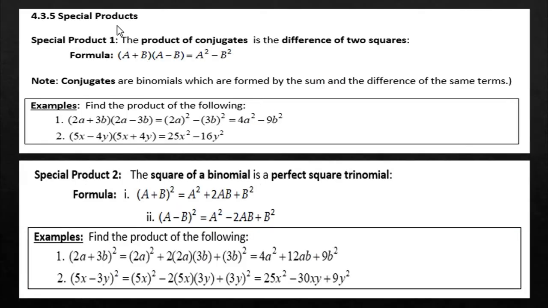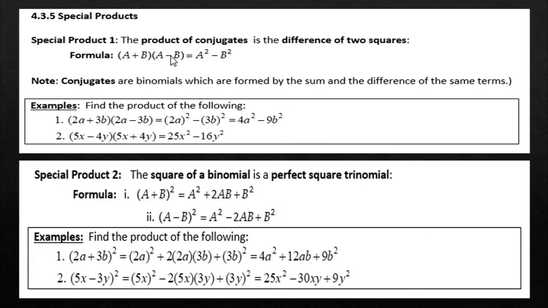Let's go to special products. Special product 1. The product of conjugates is the difference of two squares. So we have this formula. A plus b times a minus b is equal to a squared minus b squared. Note, conjugates are binomials which are formed by the sum and the difference of the same terms. Okay, they are the sum and difference of the same terms.